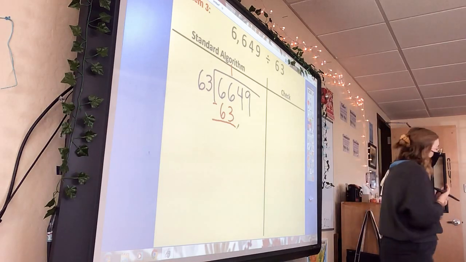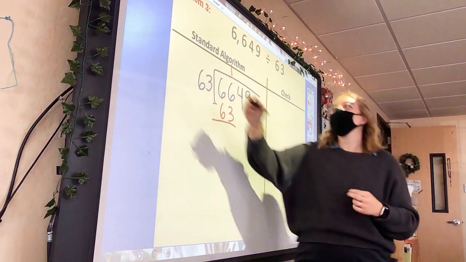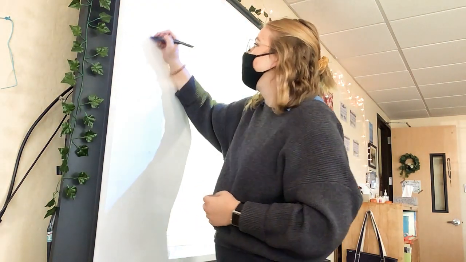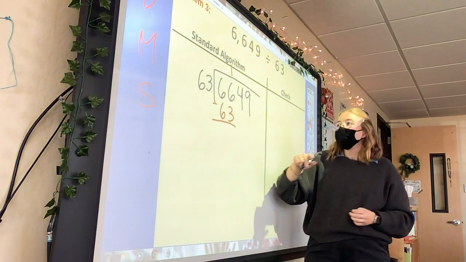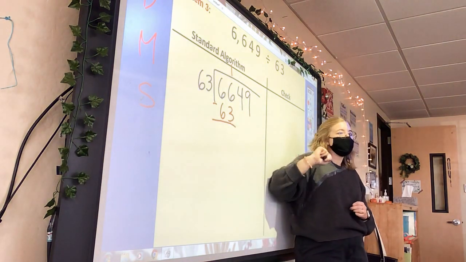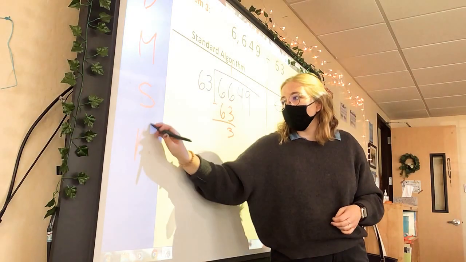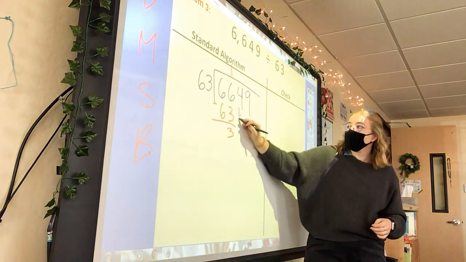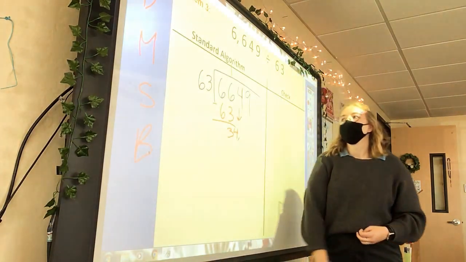Give you a chance to get that down. And remember, we're following the dad, mom, sister, brother, right? So we just divided, we just multiplied. What's after multiply? Subtract. So 66 minus 63, what does that equal? 3. And then bring down. So we've got to bring it on down. And then bring it on back to the top, right?